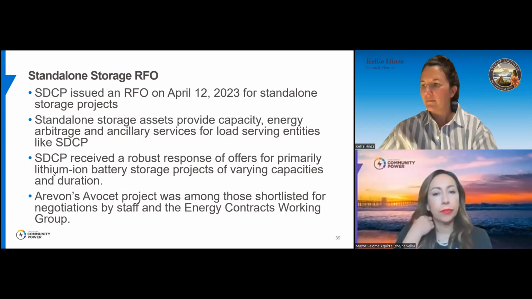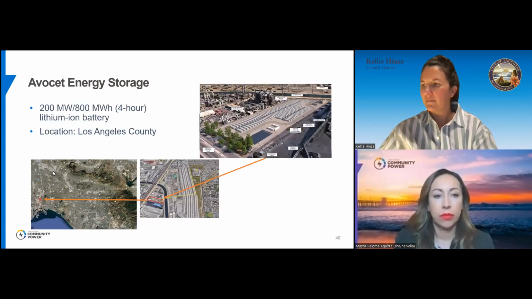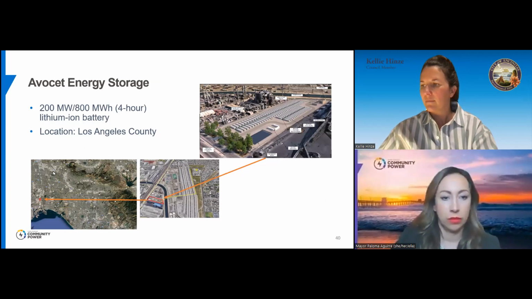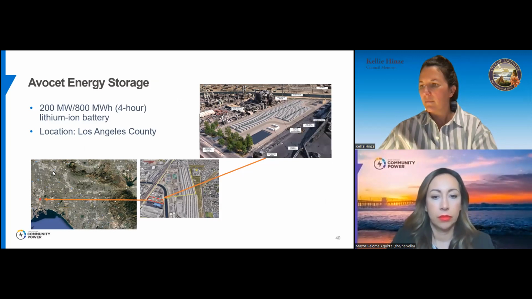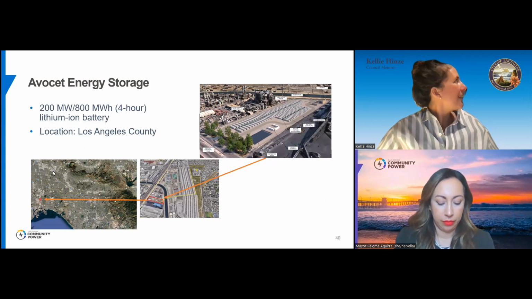Next slide, please. So this is a quick overview of the project. It's a fairly large standalone storage project. It's 200 megawatts, a 4-hour battery, so an 800 megawatt hour project. It's located in Los Angeles County near Carson in an industrial area that they and multiple other developers are repurposing some sites in. And this speaks to what I just talked about, some of those localized air pollution impacts.